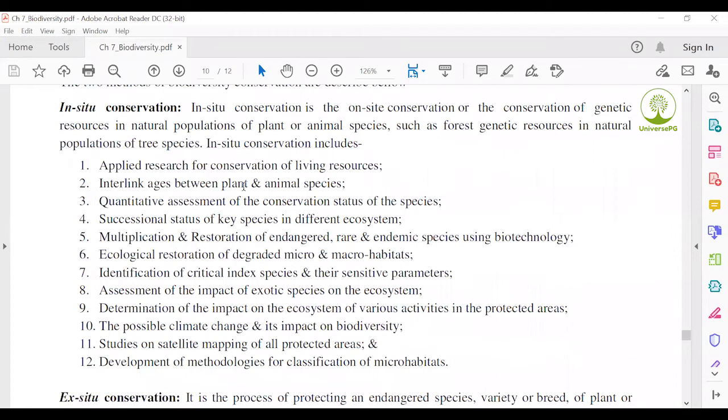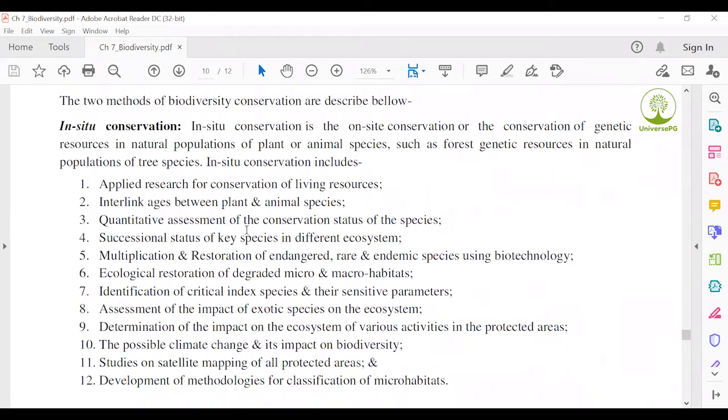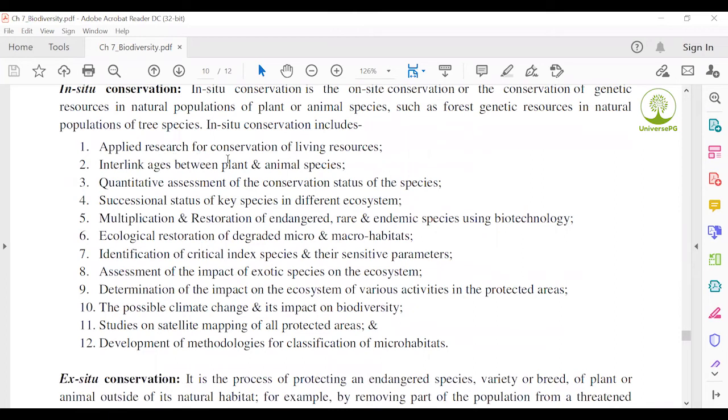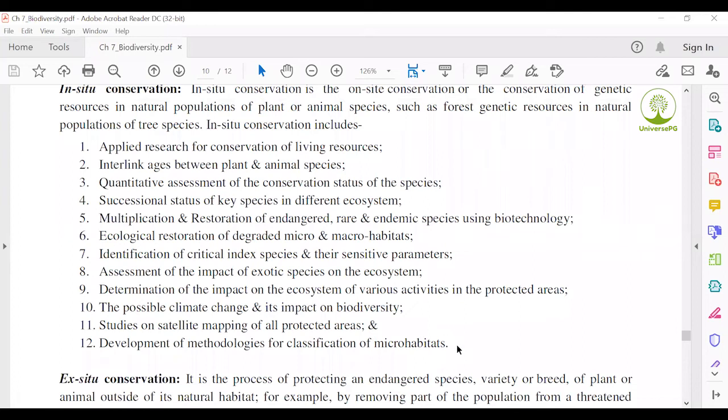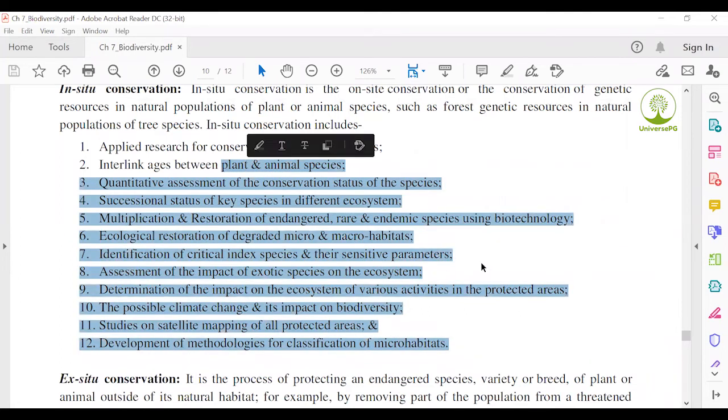In situ conservation has some steps. First, applied research for conservation of living resources, interlinked edges between plants and species, qualitative assessment of the conservation status of the species, successful status of the key species in different ecosystems, multiplication and restoration of the endangered, rare and endemic species using biotechnology, the species, climate change and its effect on biodiversity, studies on satellite mapping of the potential areas, development of methodologies for classification of microhabitats. Those are the different points for in situ conservation.